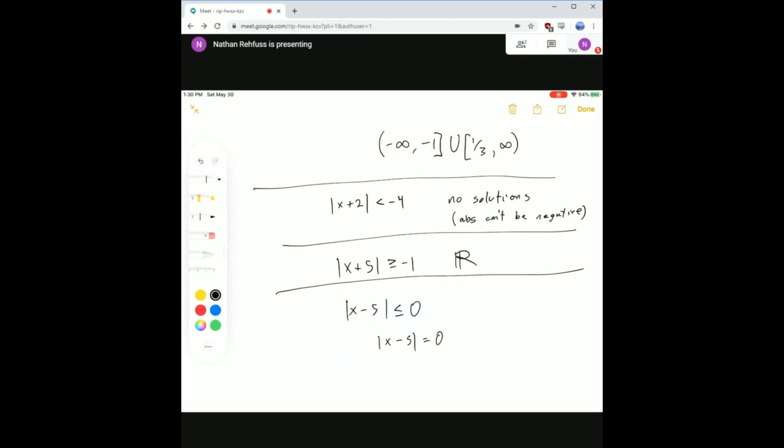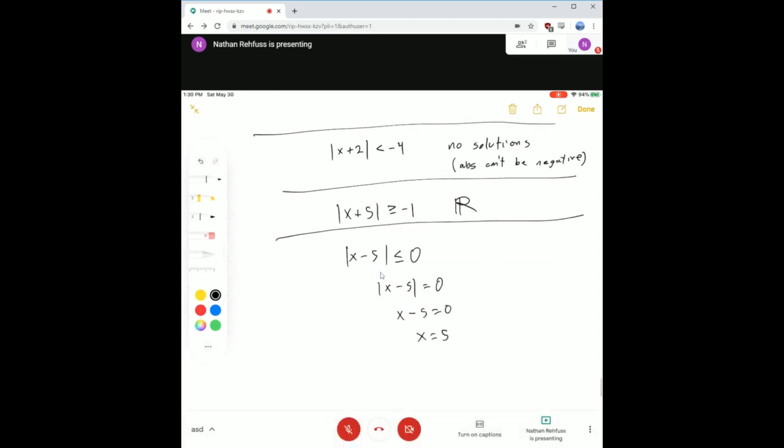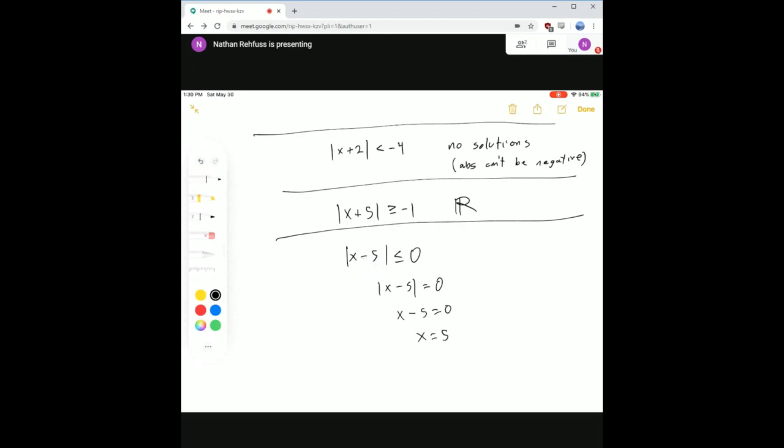And so that means the only way for an absolute value to be 0 is if the expression is 0. And so that means x has to be 5. No other number works. If I plug in 5, I get 0 is less than or equal to 0. But if I plug in 6 or 4, I get a magnitude of 1, and that violates the leash.